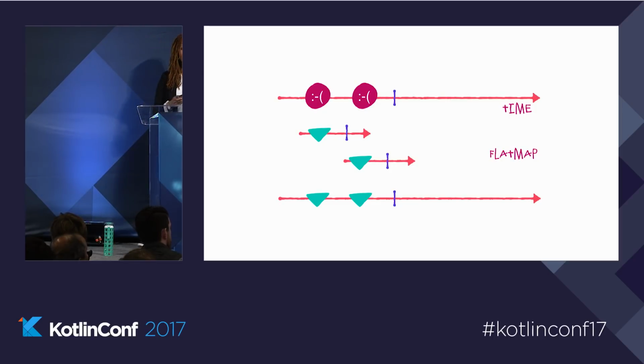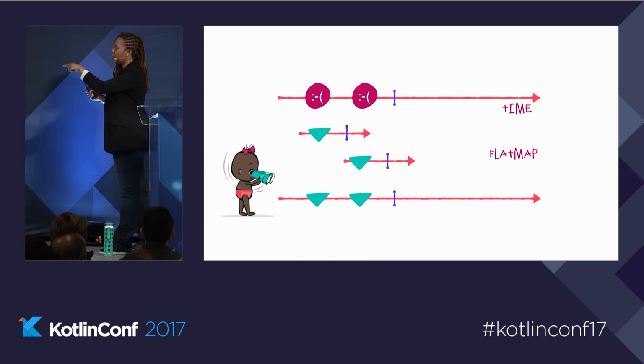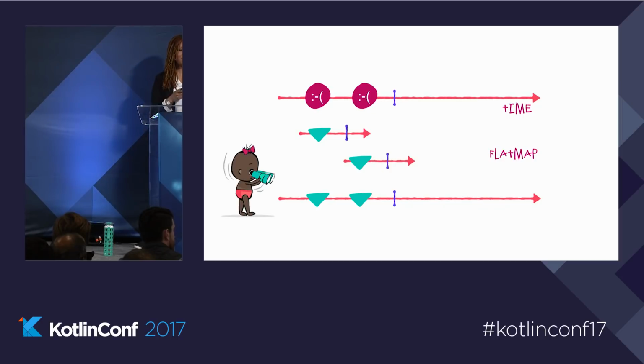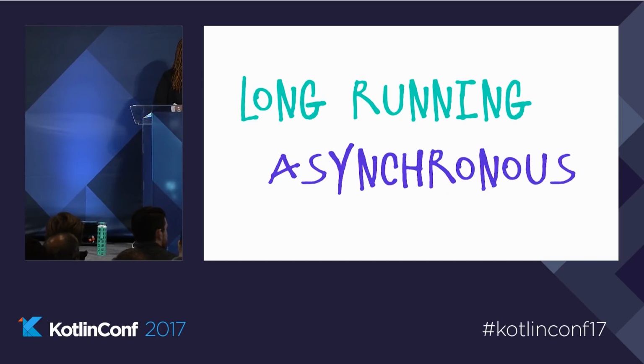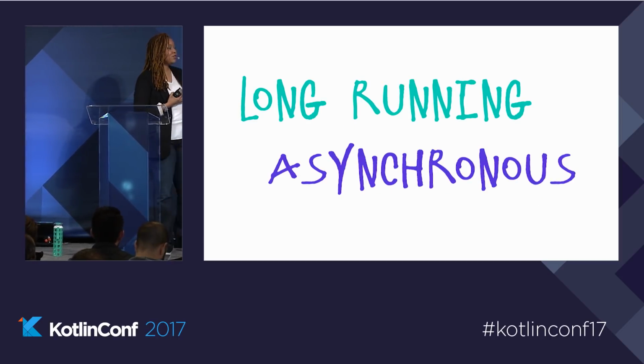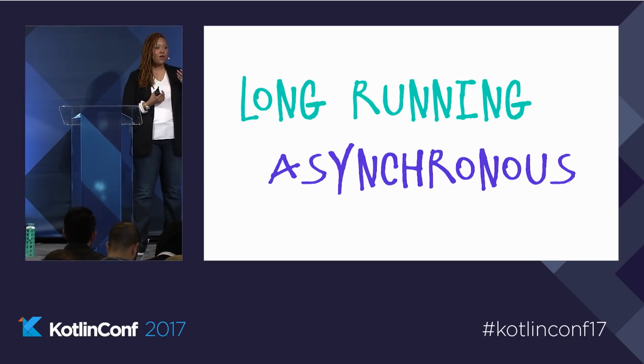What's interesting is the subscriber has no idea that all of this is going on. All they know is, I have two down arrows that I need to pay attention to. And so why would this be really cool and super important? Well, because now when you're using flatMap, you can do long-running asynchronous operations without blocking the main thread.